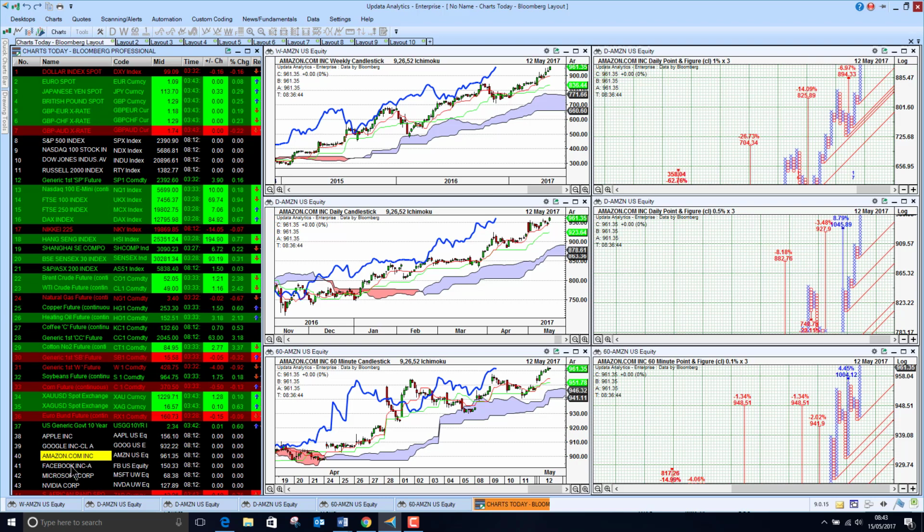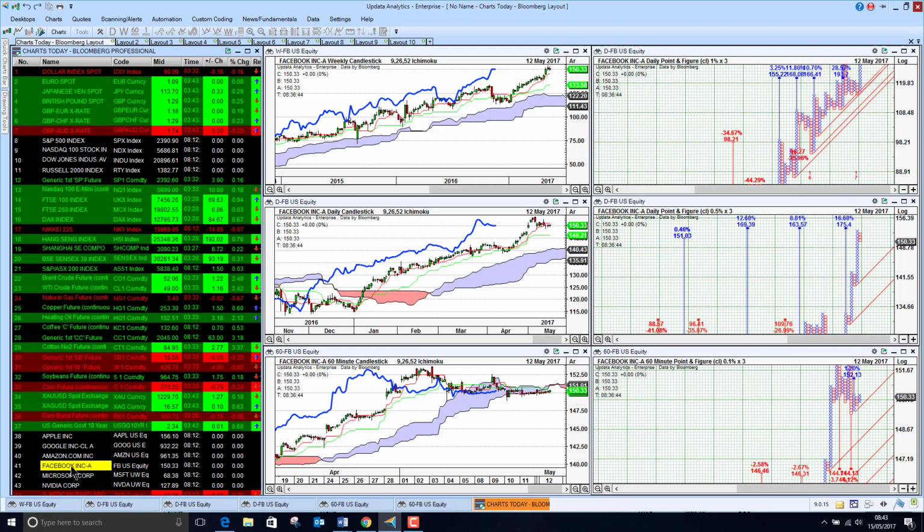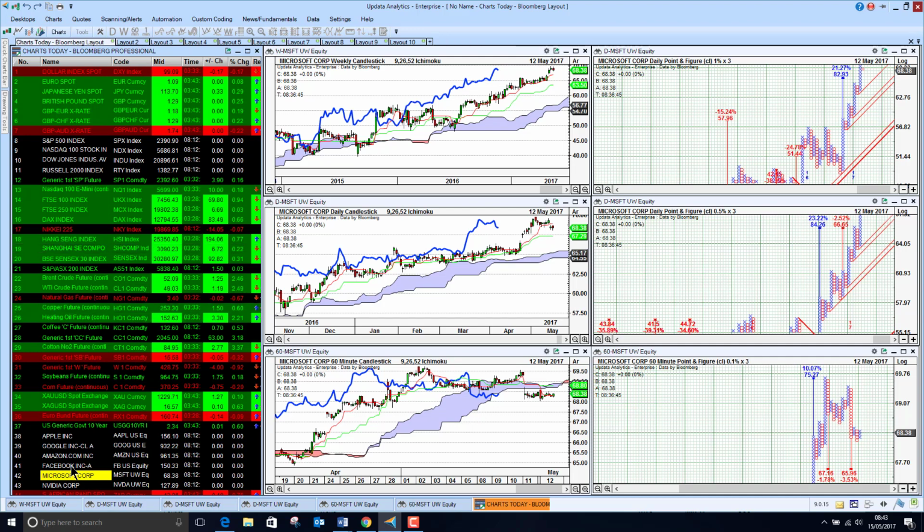And Facebook also holding its bullish position with good upside targets in the medium term, a few short-term downside targets, and Microsoft also a couple of short-term downside targets, but the medium and long-term charts look great.